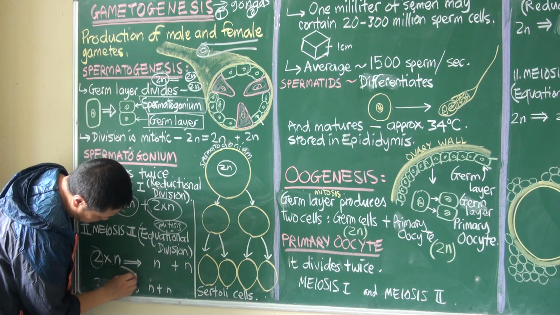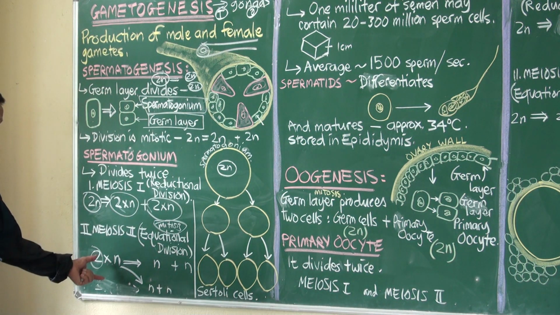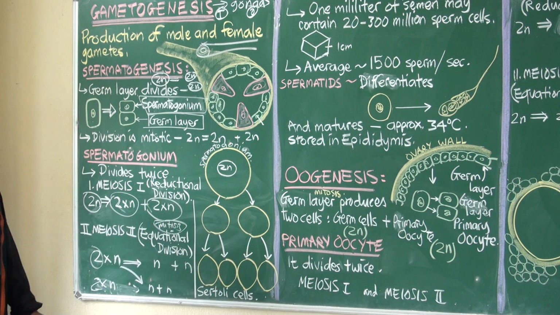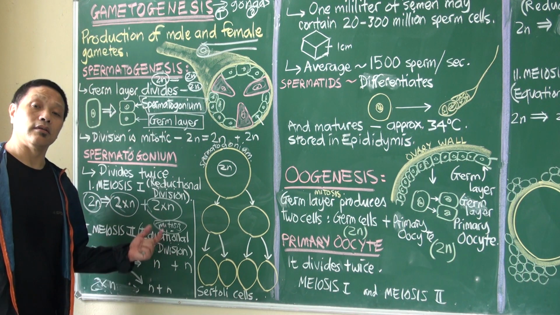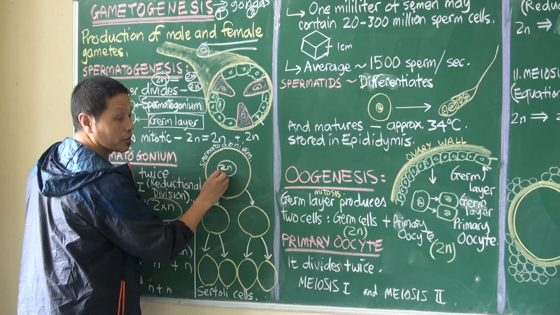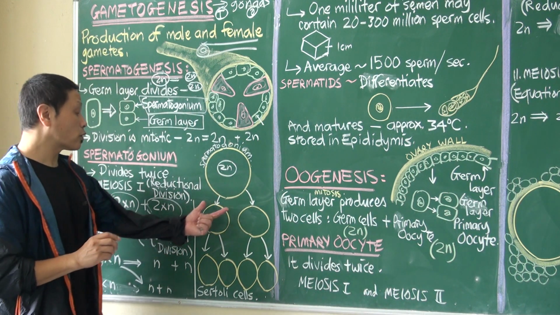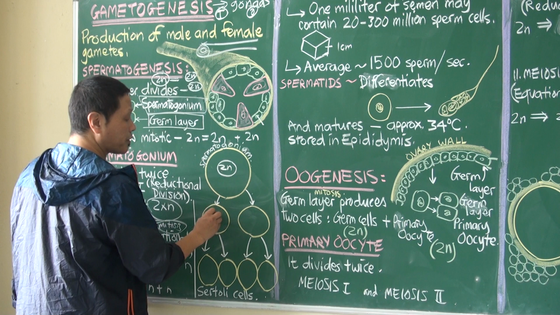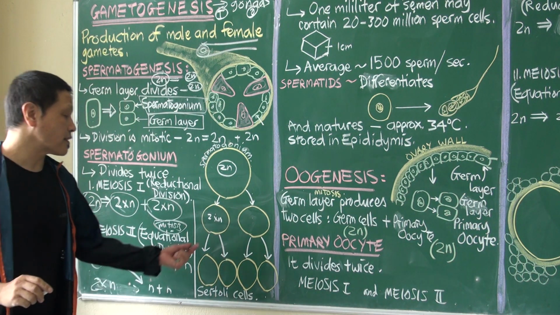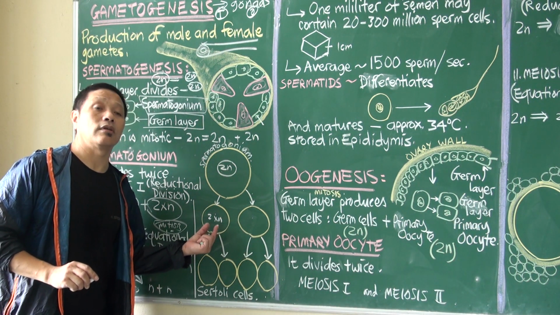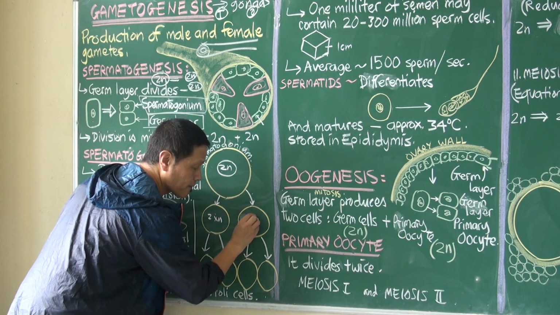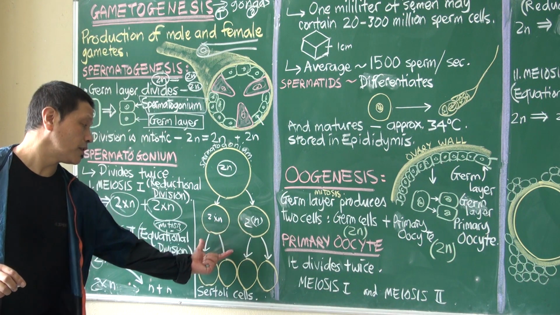So we have 4 haploid cells. Let's go here to understand it better. This is the spermatogonium with 2n number of chromosomes. It undergoes meiosis 1 and produces 2 new cells, which are haploid cells. So that's n number of cells, but there are 2 sets of it. That is what we mean by it.